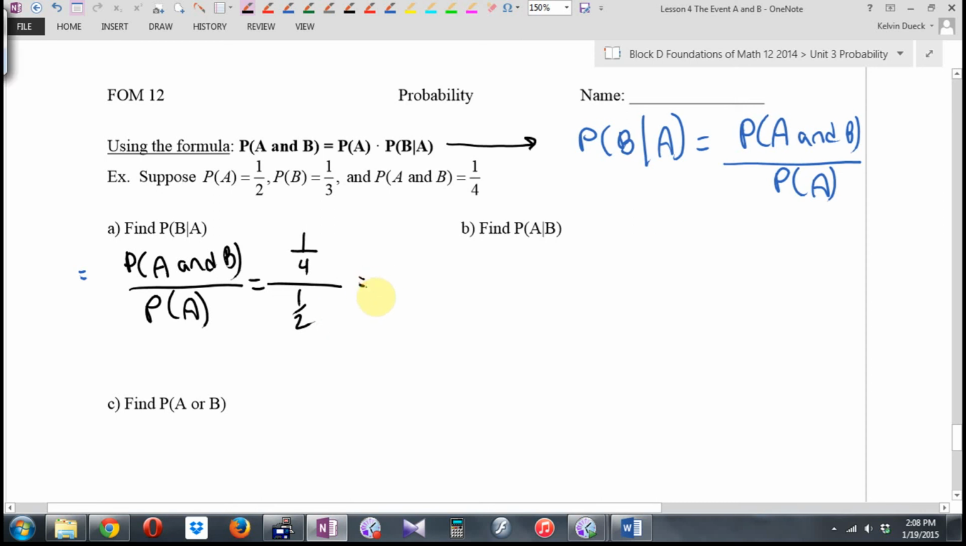Use your fraction button on your calculator. By the way, how do you divide by a fraction? You multiply by the reciprocal. So this is really 1 over 4 times 2 over 1, which is 2 over 4, which is 1/2, in case you're wondering how I did it in my head.